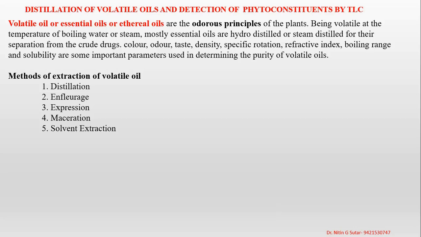Mostly essential oils are removed by the hydro distillation method, or the steam distillation method. For example, Chaulmogra oil, or oil obtained from the rose, or some of the essences are prepared by these methods. For the separation of oil from crude drugs, these methods are utilized, and these oils are evaluated by color, odor, taste, density, specific rotation, refractive index, boiling range, and solubility. Some of these are important parameters for the purity of the volatile oil.